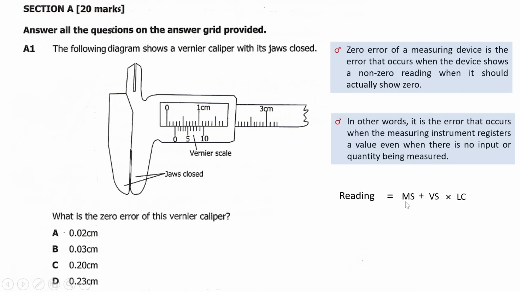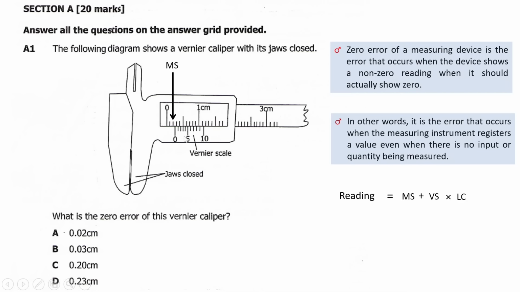So where do we get the main scale? You must understand the parts of a vernier caliper. Like up here, this scale up here is what we call the main scale. And then this one down here, this scale here with these numbers down here, is the one we call the vernier scale. So we need to read the main scale here, and we put the value here. The vernier scale here, we put the value here. The least count is a standard value which depends on the units being used.